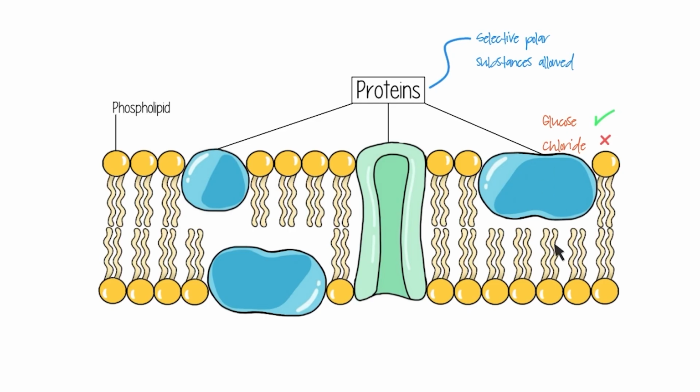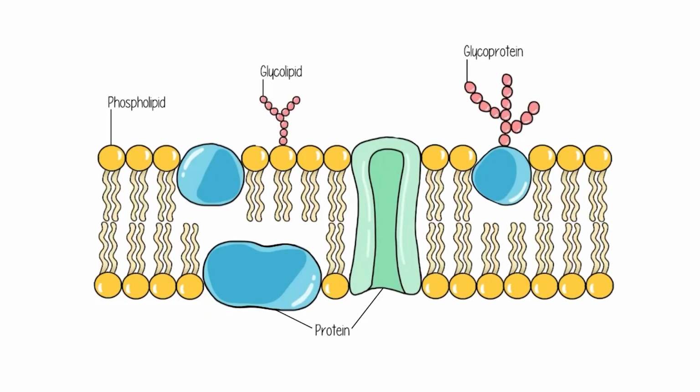The nonpolar tails restrict the movement of polar substances, and depending on which proteins the membrane has embedded within it, only some of those polar molecules can get through. In addition to this, if a molecule is too large for the proteins or to fit through the spaces between the phospholipids, then they also will be unable to pass through the membrane.